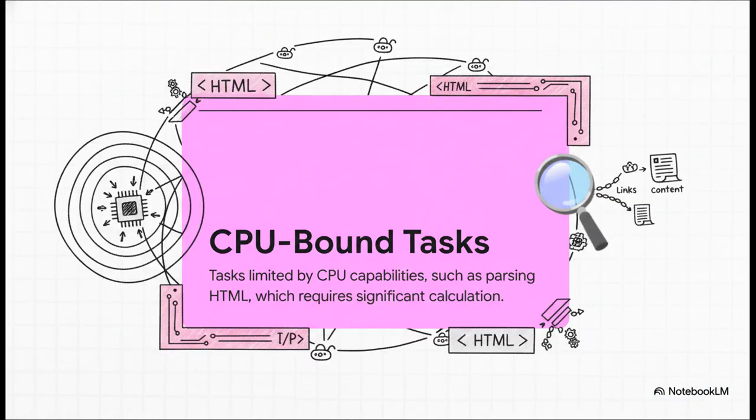The other big bottleneck is CPU-bound tasks. Now, this is the actual thinking part of the job. This is when the crawler has finally downloaded the web page, and its processor has to kick into high gear to parse all the HTML, find the links, and extract the content. This is pure, heavy-lifting, computational work.